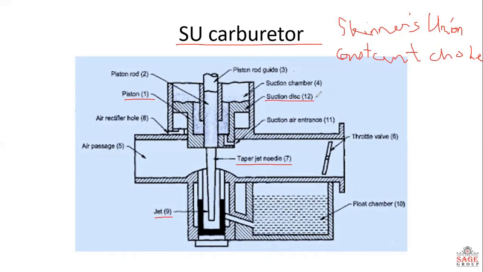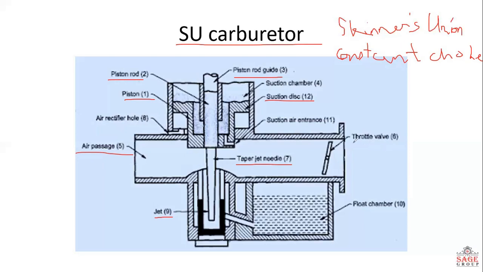The up and down movement of the piston and suction disc is guided by means of a piston rod and piston rod guide, as shown in the figure. The piston always remains loaded with the help of a helical spring. The movement of the piston controls the air passage. The main jet of the carburetor can be moved up and down along the taper needle by operating a lever from the dashboard. This movement is required to adjust the mixture strength throughout the operating range of the carburetor.